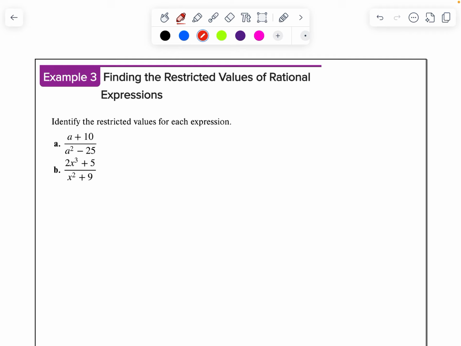When we have one that's more complex like this, we still do the same thing, but we're going to have to do a little bit more work. A squared minus 25 is the denominator. Find the restricted value. We would say a squared minus 25 is not equal to 0. And then we can try and solve this as we would a polynomial equation.